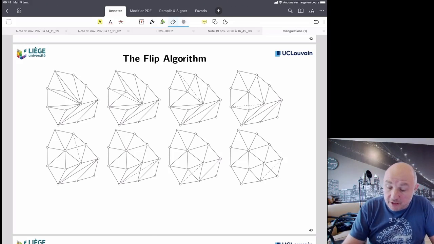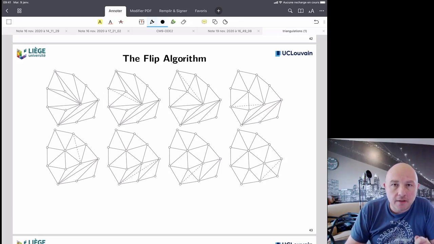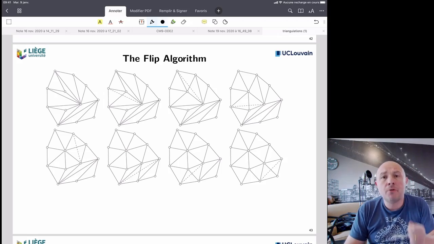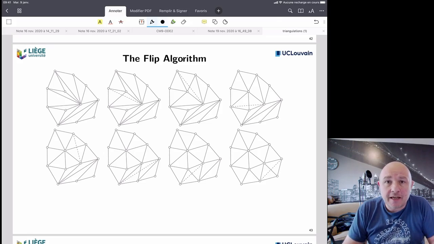So we start from here, and the algorithm is super simple. If you use the data structure that I presented to you 2 or 3 weeks ago, the half-edge data structure, doing flips is an extremely simple local operation inside the data structure. It's extremely simple, and again, it's still a triangulation because you don't change the number of edges, points and triangles.